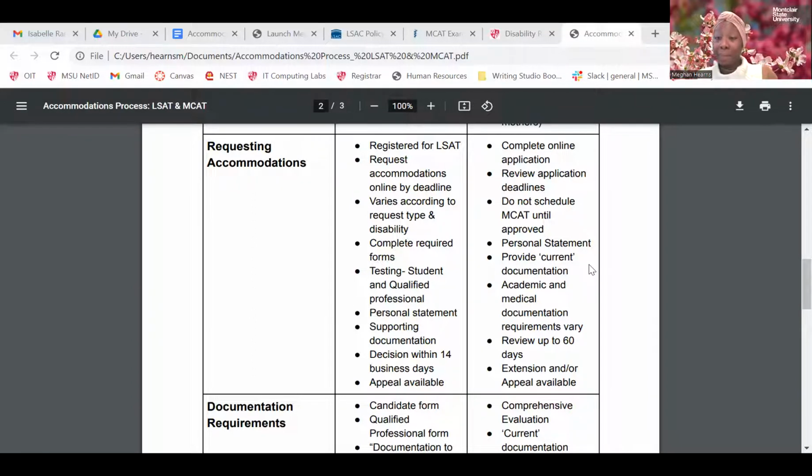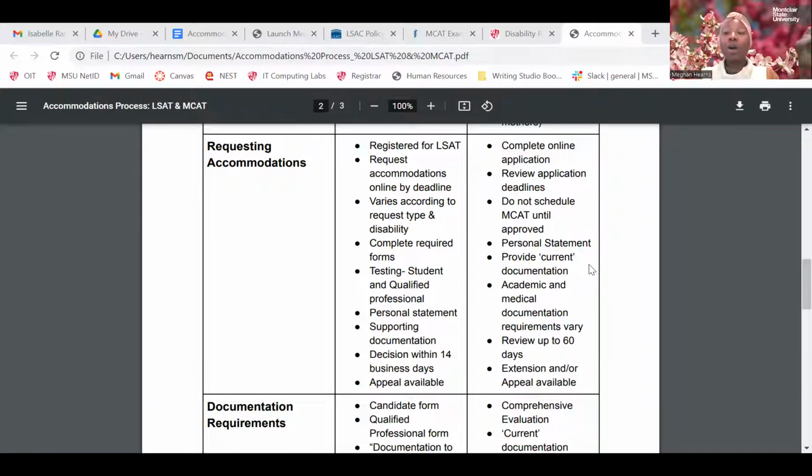So with that being said, first step, when it comes to the MCAT, you have to complete an online application. Your request is made online. Do not schedule your MCAT exam until you are approved for your accommodations. Big difference between the MCAT and the LSAT. The MCAT, you cannot register for your exam until you're approved. The LSAT, you have to register for your exam before you request your accommodations. Big, big, big difference.